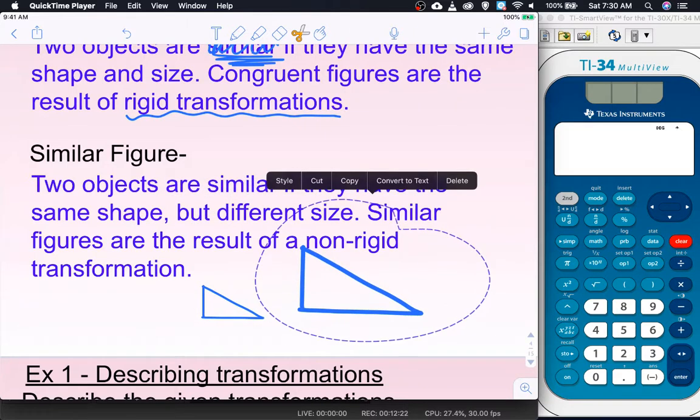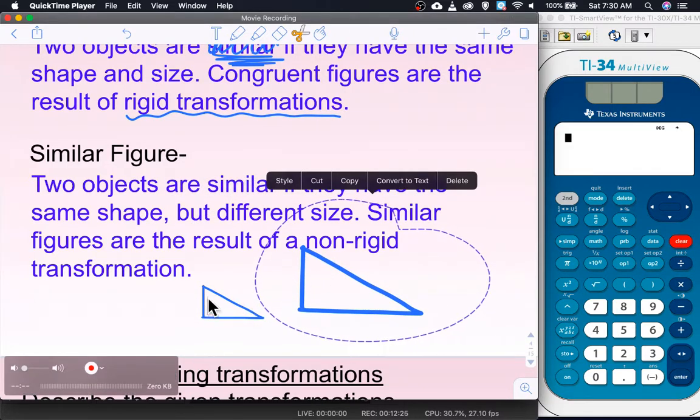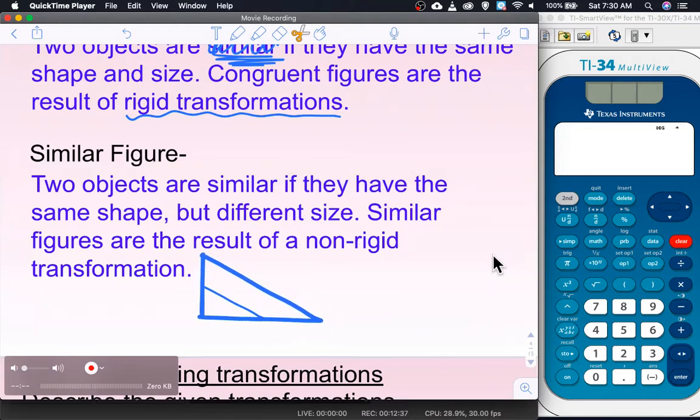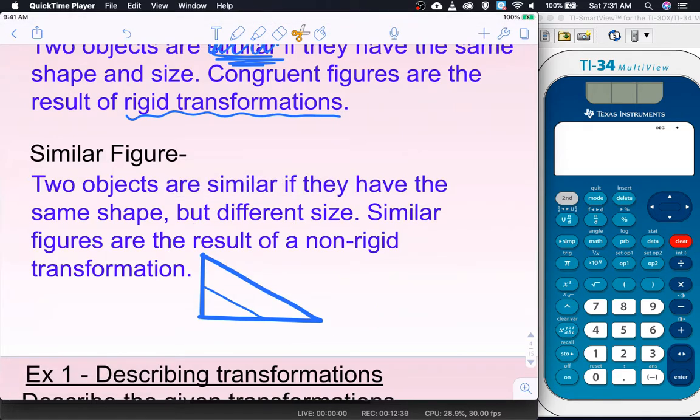You can't do this with a piece of wood. You can't just take something smaller and magically make it bigger by stretching the wood. Wood doesn't do that. It's because it's non-rigid. But these guys are the exact same shape, but a different size. See? Same shape, different size. Those are similar figures. Okay. So now that we've got the vocabulary out of the way, let's start talking about some of these transformations.